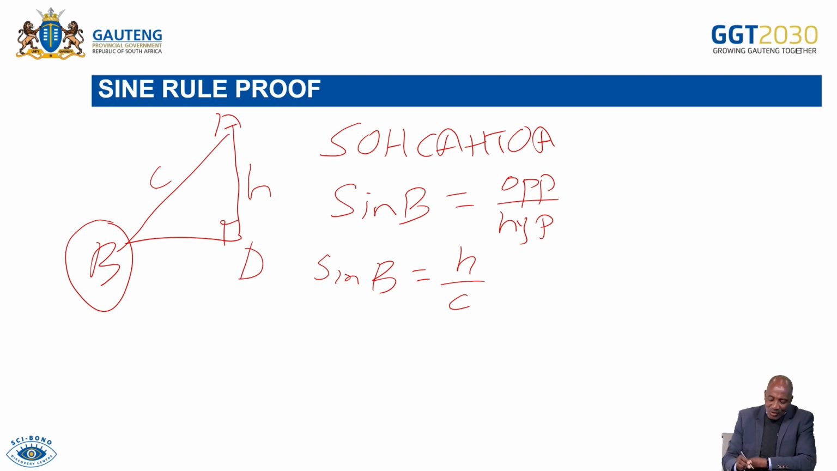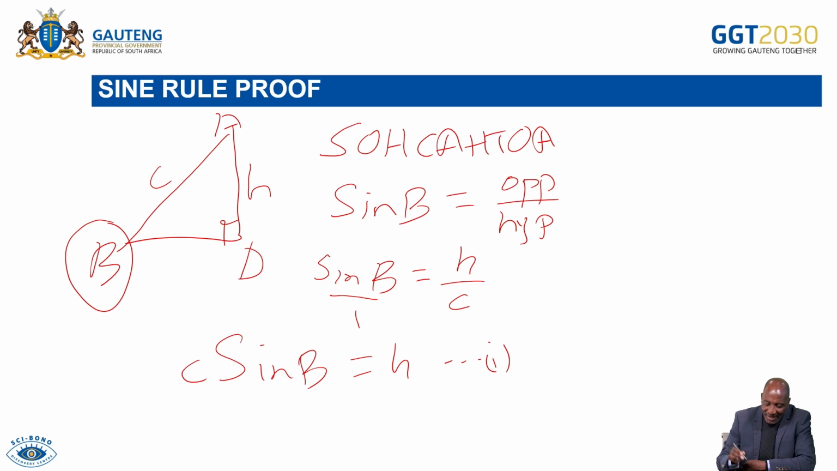Right, I guess you have made h the subject of the formula. I will form a fraction on my left hand side. Sine B over 1 is equal to h divided by c. Then you cross multiply. Our c sine of B is equal to h. This I will call my equation 1.